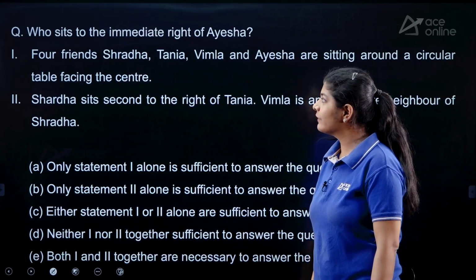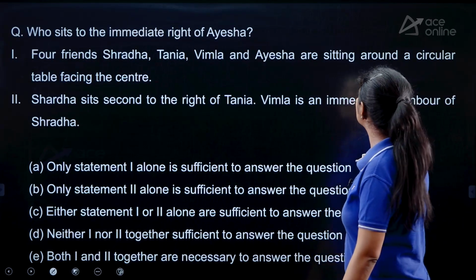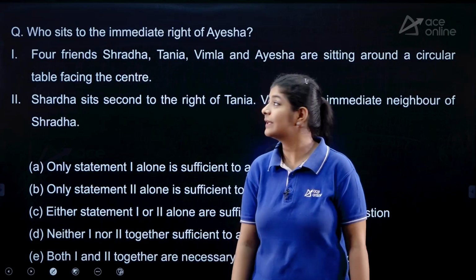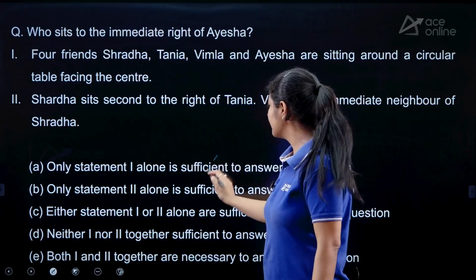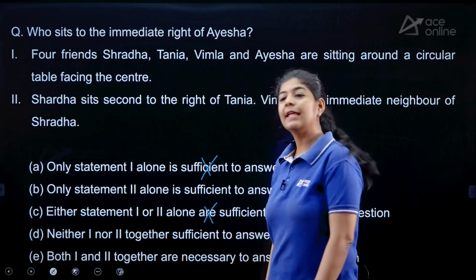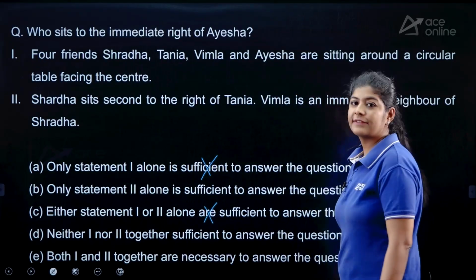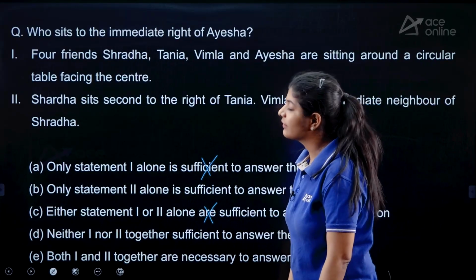First, 4 friends Shraddha, Tanya, Vimla and Aisha are sitting around a table facing the center. But we need to find out who is on the right. Are we able to find it out? No. Next. Second, Shraddha sits second to the right of Tanya. Vimla is an immediate neighbor of Shraddha.